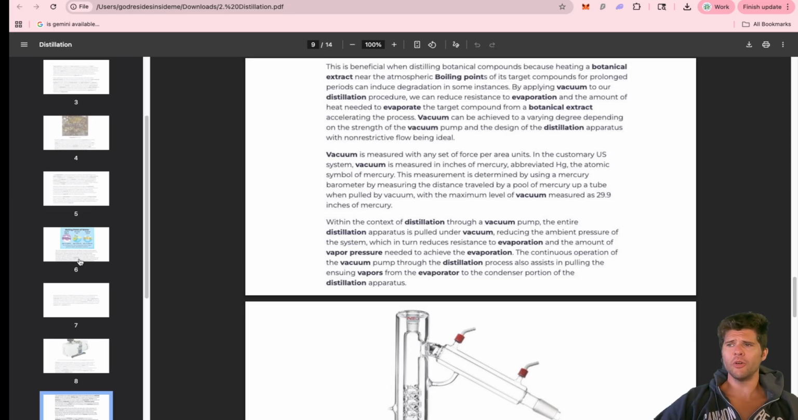By applying vacuum to our distillation procedure, we can reduce resistance to evaporation and the amount of heat needed to evaporate the target compound from a botanical extract, accelerating the process. Vacuum can be achieved to a varying degree depending on the strength of the vacuum pump and the design of the distillation apparatus, with non-restrictive flow being ideal.